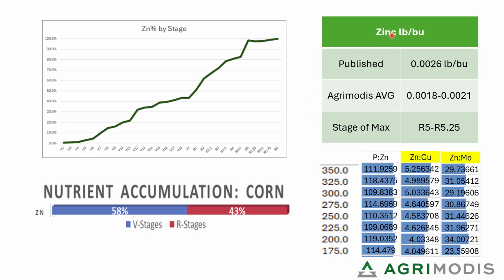Zinc pounds per bushel are very low. You're talking ten thousandths of a pound per bushel. Published is normally 25 to 26 ten-thousandths. The Agrimodis averages are a little bit less. Now, does that mean that zinc deficiency is that common? And what is the yield impact? And we'll look at that shortly.